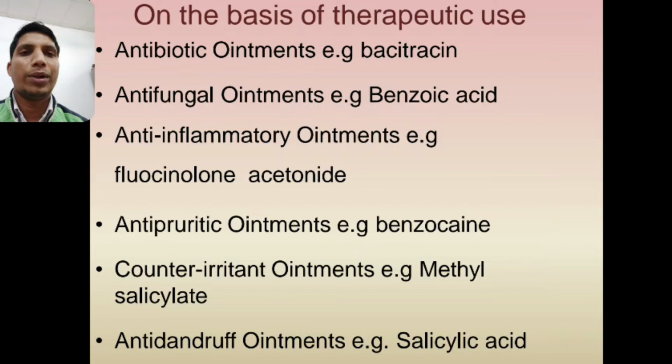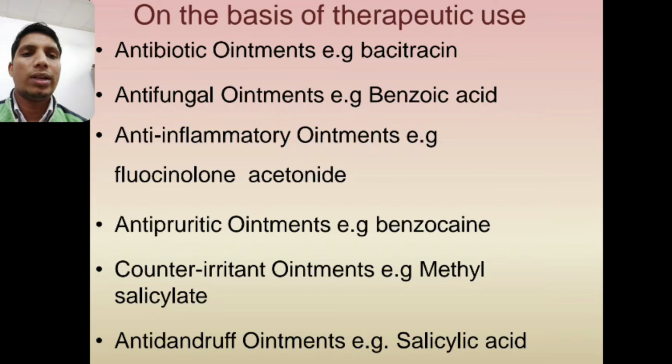Next is anti-inflammatory ointments. Anti-inflammatory ointments are for anti-inflammatory and also anti-rheumatic purposes or for pain relief. An example is fluocinolone acetonide ointment. Next is antipyretic ointments. An example is benzocaine. It is used to stop the various types of skin secretion.